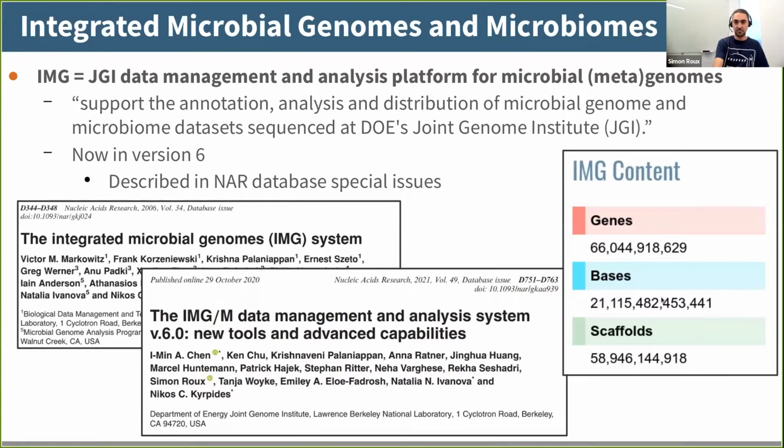And if you want a sense of scale, this is not IMGVR, right? This is the whole of IMG, but these numbers are just staggering. I won't even try to read them, but we have basically billions of genes, scaffolds, bases, whatever.